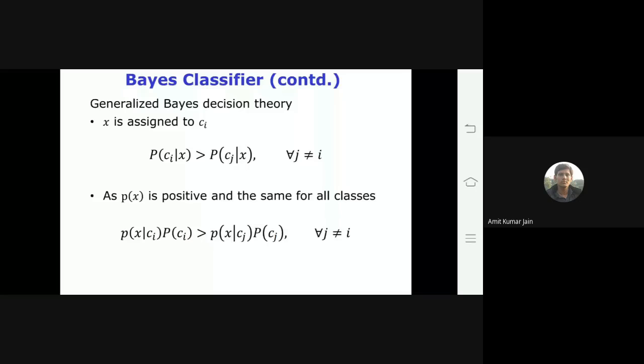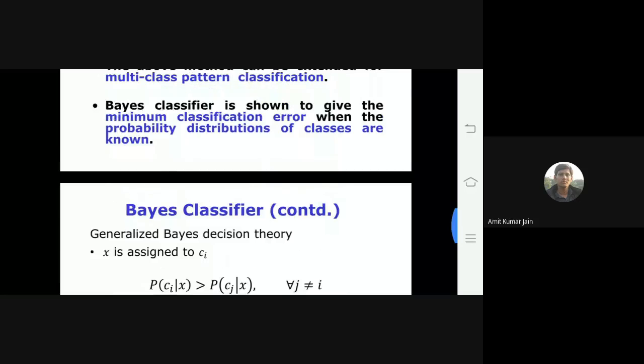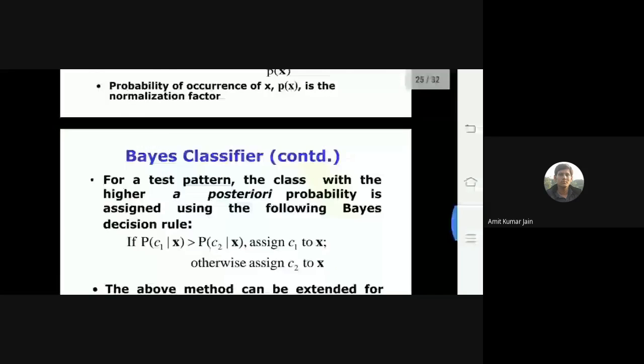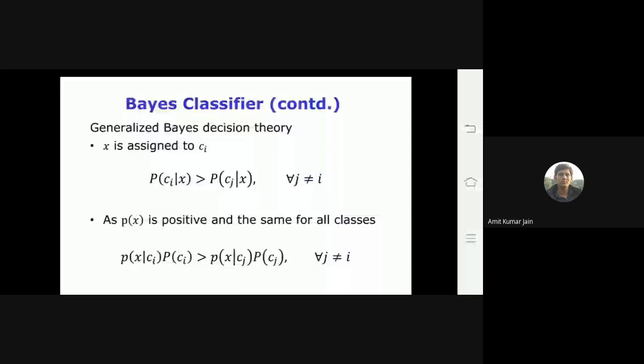And here I have also mentioned that as p of x is positive and the same for all the classes, instead of the equation written above, you can replace it with the one below: simply the posterior probability is proportional to the likelihood multiplied by the prior probability. So I am simply ignoring the denominator part, and I have replaced the posterior probability with the numerator. Either you can calculate the posterior probability, or else you can simply multiply; these are different views of the implementation.